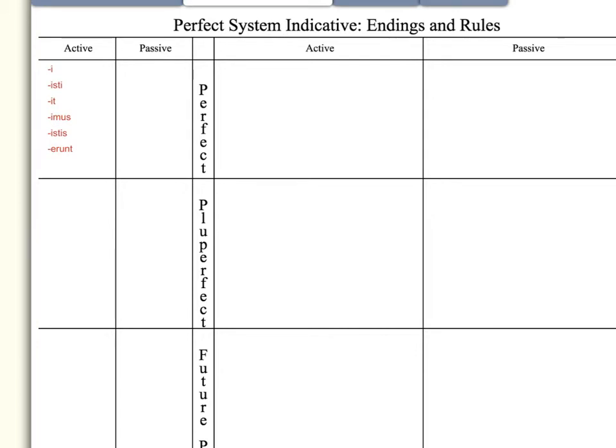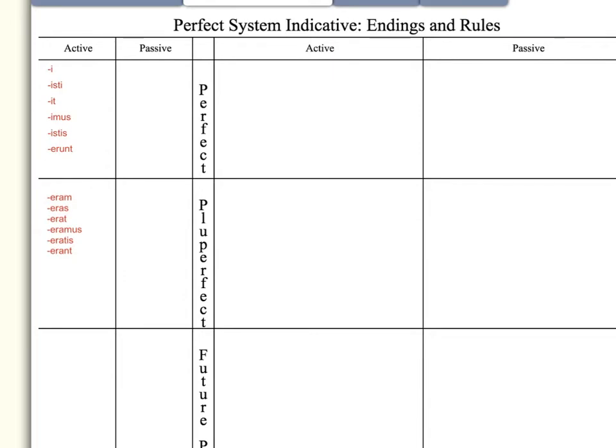So you can see they're here: -i, -isti, -it, -imus, -istis, -erunt. And all we had to do to form the perfect active tense is to drop the -i from the third principal part and then add these endings that are right here. All right. Next, we'll go on to the pluperfect active.